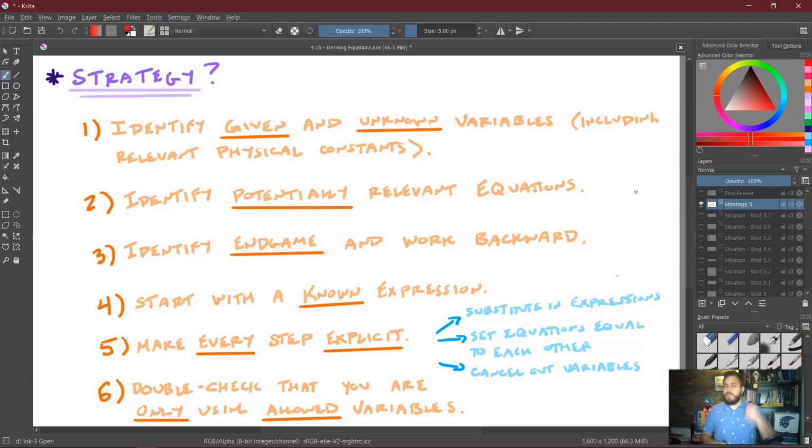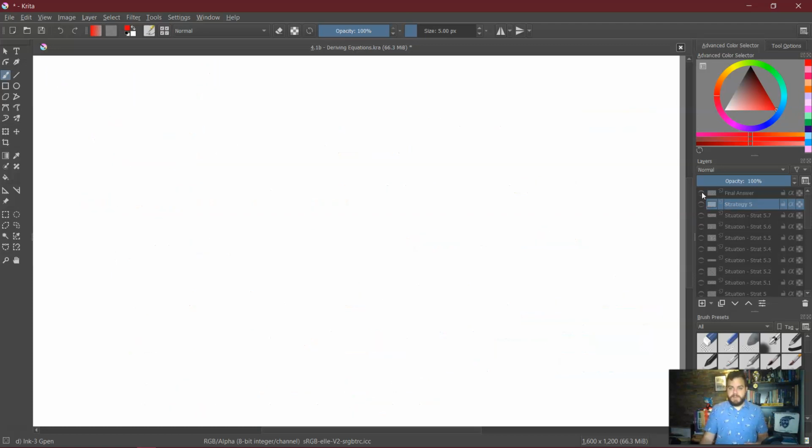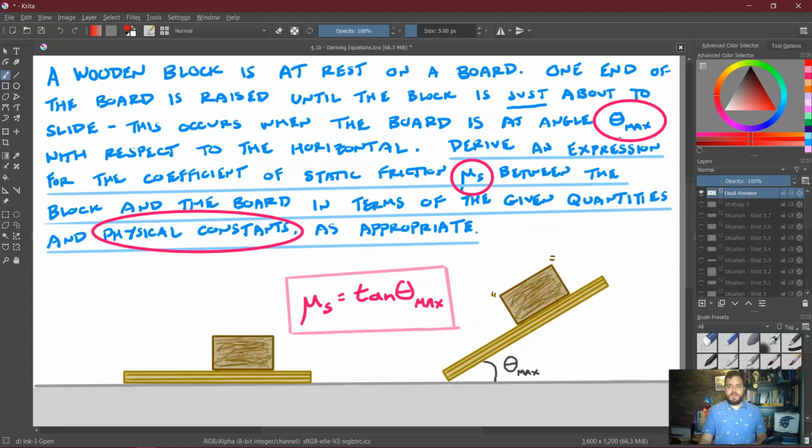Now the last step we want to do is double check to make sure that our derived expression only uses the quantities that we were given and very specific physical constants. If we're not given it, then we can't use it. So looking back at the original situation, keep in mind we were told we could use theta max and any physical constants, and we want to derive the coefficient of static friction, mu sub s. Well, our expression totally works for this. If you had some additional piece that included maybe the mass or something like that, that would be a problem, and we would have to think about what I can substitute in or cancel out to get rid of those terms to make sure we are only left with this.